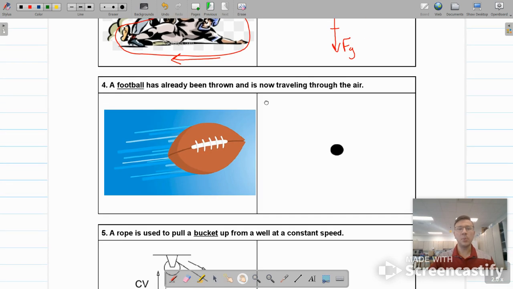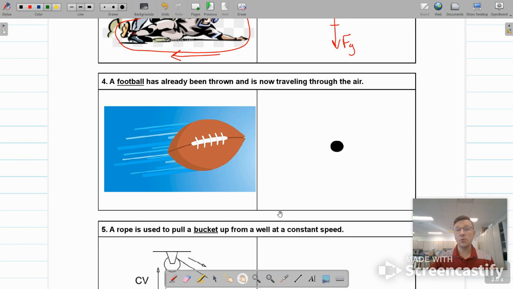Moving on, a football has already been thrown and is now traveling through the air. So this is after it's been thrown, and it's just flying through the air here. In this particular case, we are going to have gravity pushing down on that football, and that is it. The reason for that is because I applied the force initially to throw the football, but once my hand is no longer in contact with that football, I'm no longer applying a force. I have to be in contact with it to apply the force.